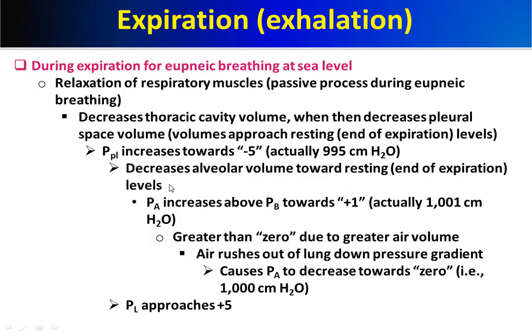So now, because of the decrease in the volume of the alveoli, the alveolar pressure becomes higher than the barometric pressure and is now positive 1. Positive 1 means 1 millimeter of mercury or 1 centimeter of water higher than the atmospheric pressure. So now the pressure inside the alveoli is 1 millimeter of mercury or 1 centimeter of water higher than the atmospheric pressure, and this pressure gradient is enough for air to rush out of the lungs down this pressure gradient.